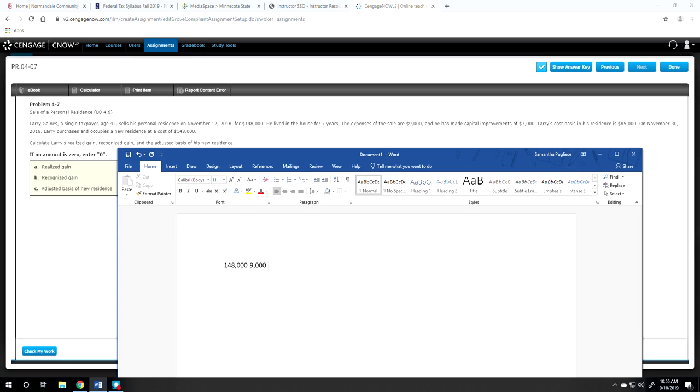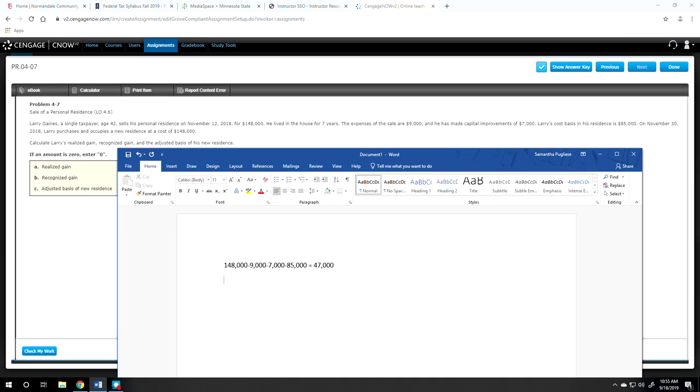Remember, those are all the closing costs and stuff. Those capital improvements of $7,000, those don't have to be classified as gain because he actually had to put $7,000 into his house to remodel the bathroom or add the deck or whatever he did. So we're going to subtract $7,000 for capital improvements. And then also we need to subtract what Larry originally paid for the house, which is $85,000. And that will give us his realized gain. He actually made $47,000 on the sale of his house. So that's the answer to part A.